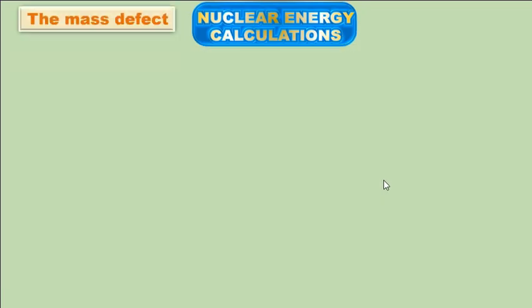What is the mass defect? Very simple. In its simplest terms, mass defect is the difference between the calculated mass of the nucleus, if you add up all the particles, the protons and the neutrons, and the actual mass of the nucleus, that means the mass before you separate them. If you find the difference between these two, that difference is what we refer to as the mass defect.